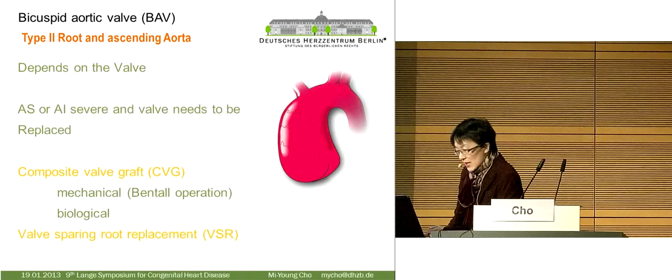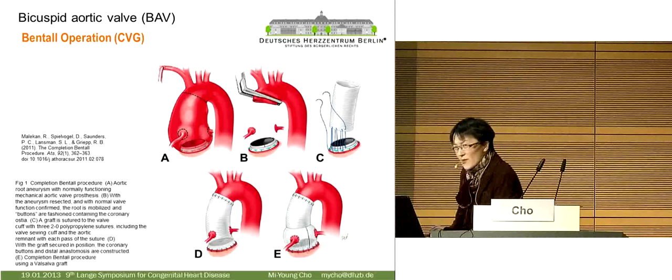These patients also can get a valve-sparing root replacement, which I will show later. But first, let us look a little bit at the Bentall operation. So you excise the aortic valve, you put a mechanical valve in. Either you sew it yourself or it is already made in the factory, so then it is a composite graft.